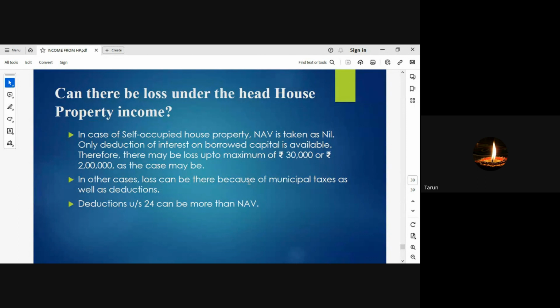As I already told you, if the net annual value is negative, then definitely the income from house property will also be negative. Why? Because after calculating the net annual value, if it is negative, the deduction also comes in negative, and the end result will be negative. So is a loss always a loss? Not always. It depends on a case-to-case basis, which I've already mentioned in the slides.